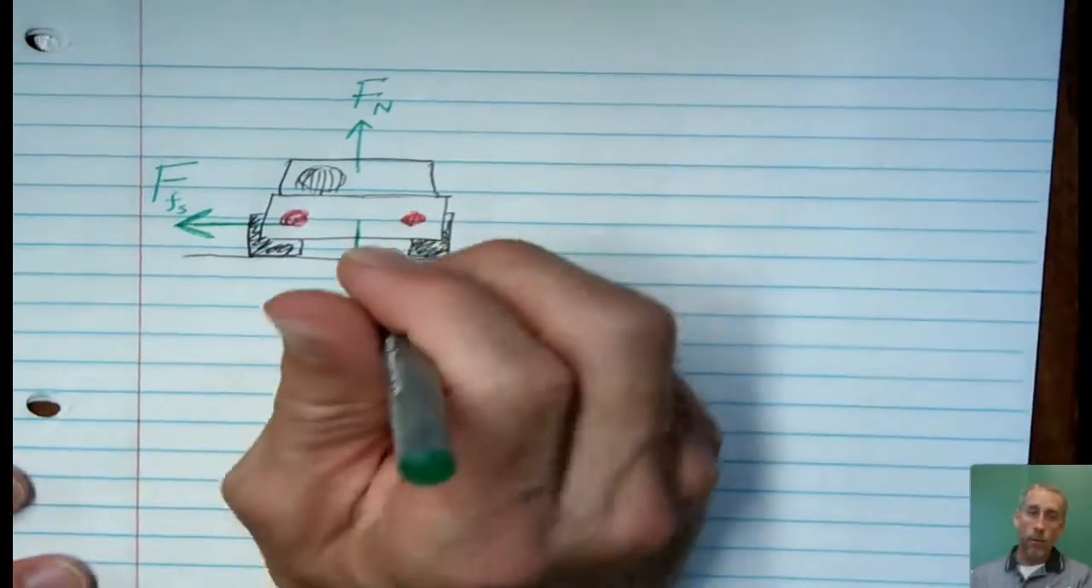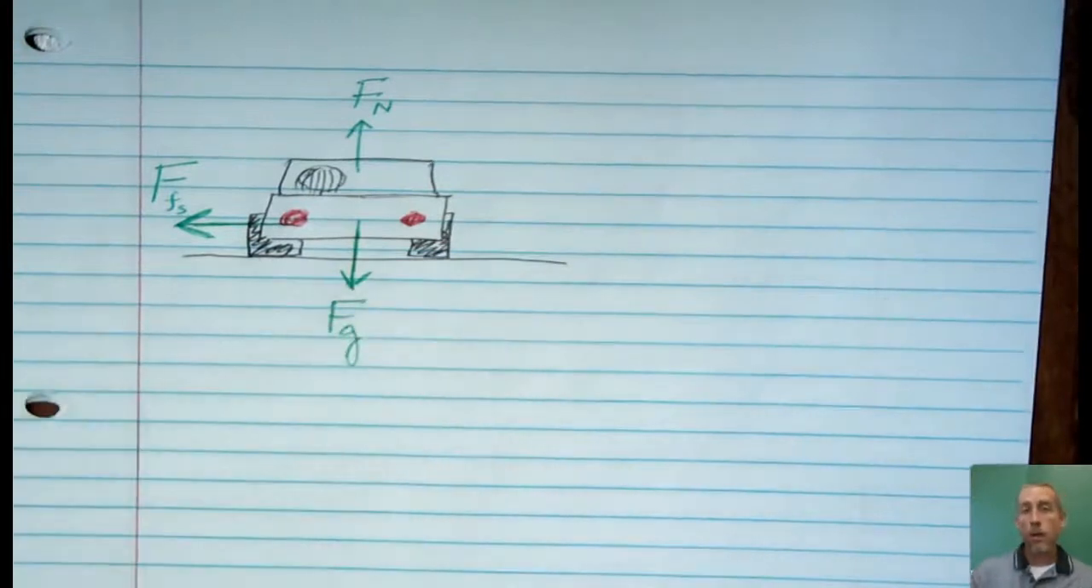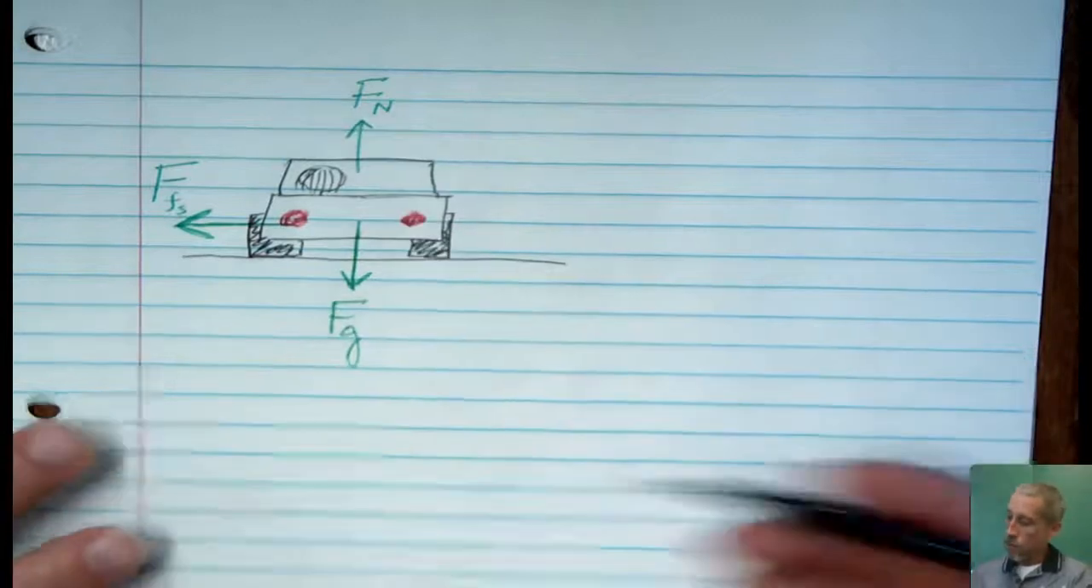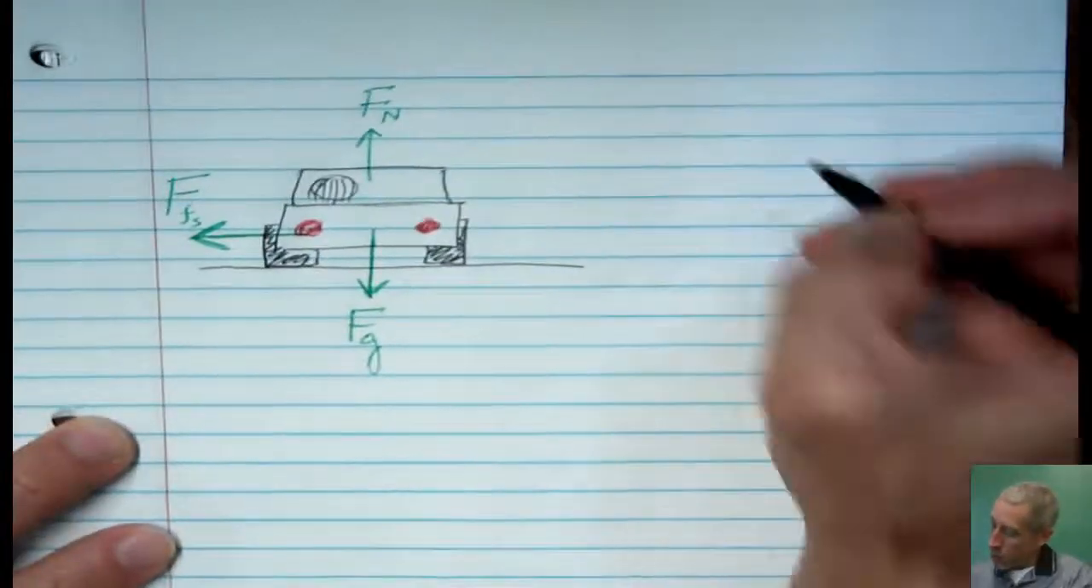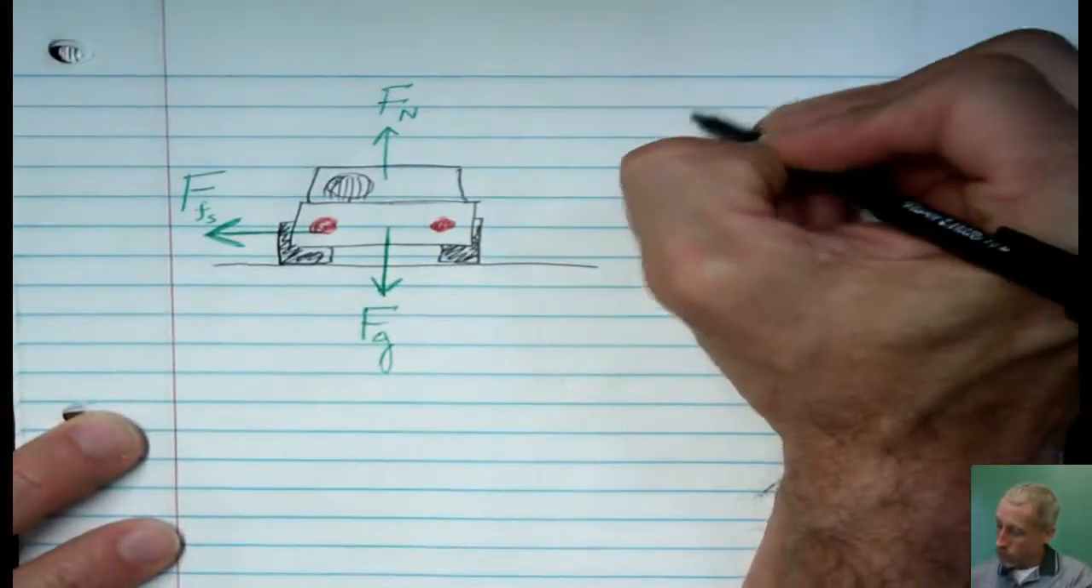There is no force forwards or backwards. That's because I'm going to assume we're going at a nice constant speed. We cannot have any tangential acceleration, and therefore we don't have any tangential forces. That would be along the direction of motion. So then we go to Newton's laws. If these are all our forces, Newton's second law will relate the motion with the forces.